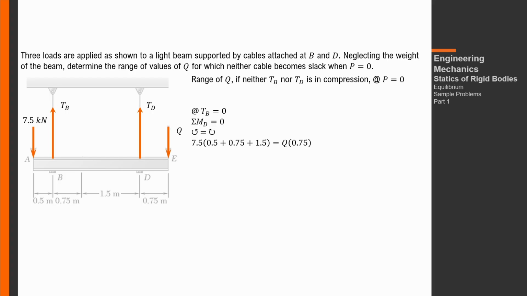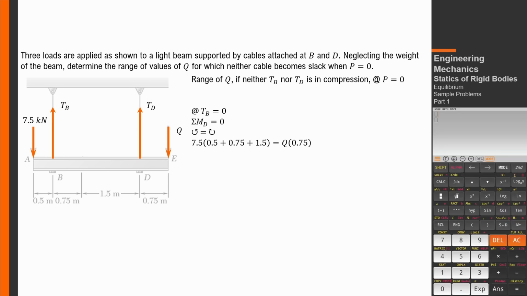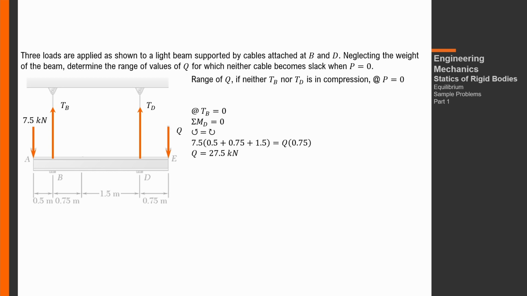So, Q times 0.75. So, therefore, 7.5 times 0.5 plus 0.75 plus 1.5 over 0.75. Therefore, Q is equal to 27.5 kilonewton. So, isang value ng Q. Kapag naman yung tension sa D is equal to 0, cable D is equal to 0, so, moment naman tayo sa B.